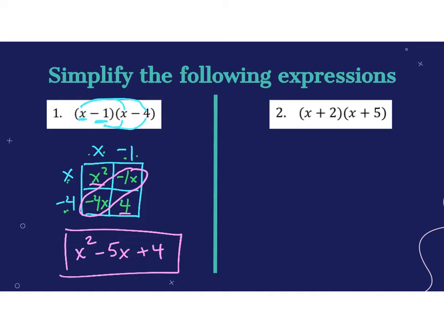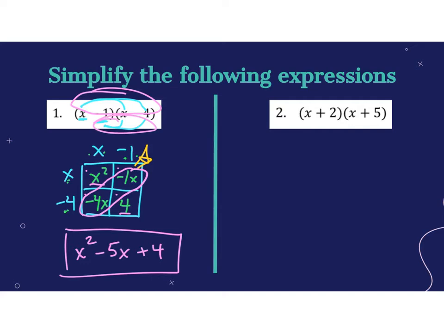So it's two sets of distribution. You have a distribution from the first term, but you also have a distribution from the second term. And it gives you 4 different terms that you then have to simplify together. So this box just really helps us stay organized and make sure we didn't miss anything. So let's try it again.